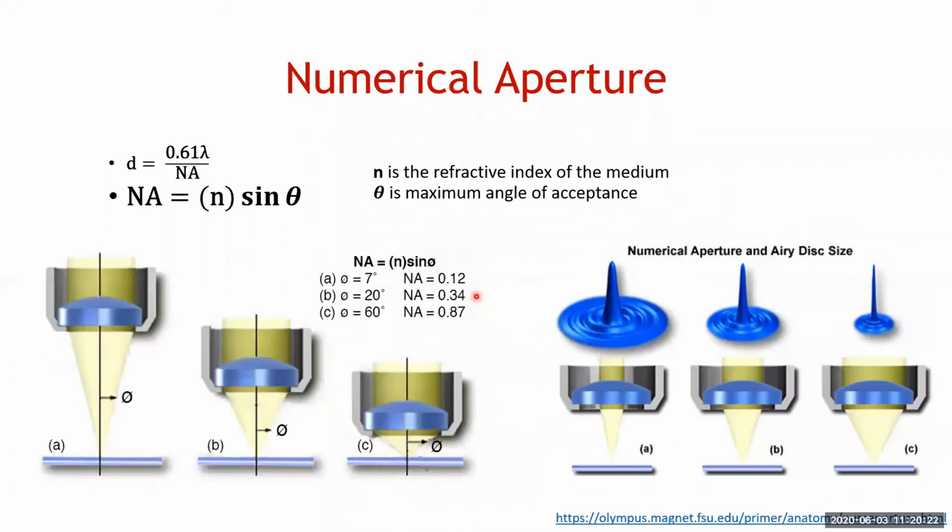So numerical aperture can be explained in this equation, which is n being the refractive index of the medium, and sine theta, which is the maximum angle of acceptance. You can see here the theta is just measured from the normal. That's the angle times the refractive index. And you can see here that as the theta increases, so does the numerical aperture.